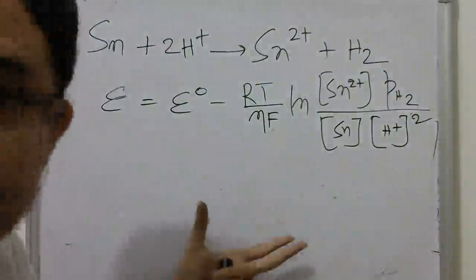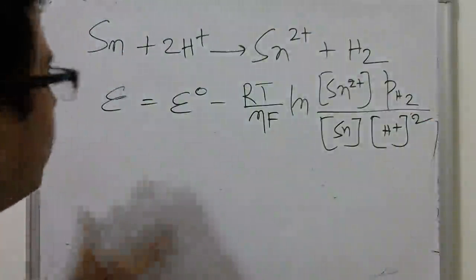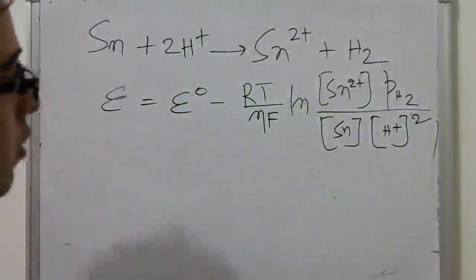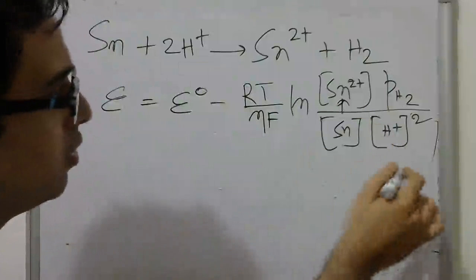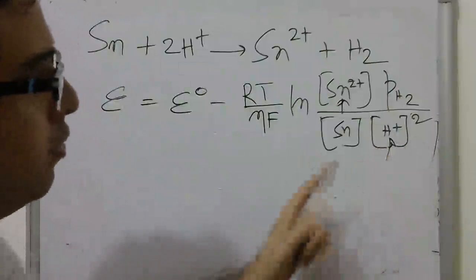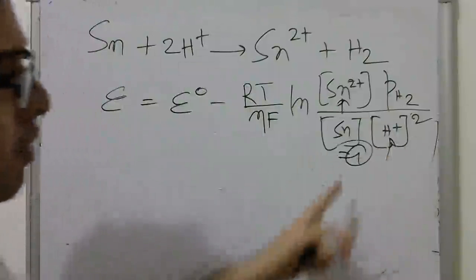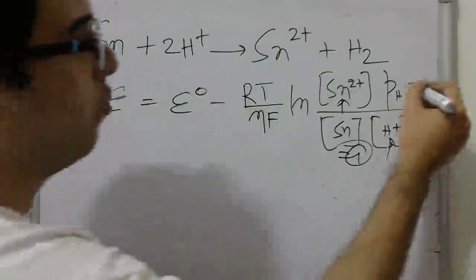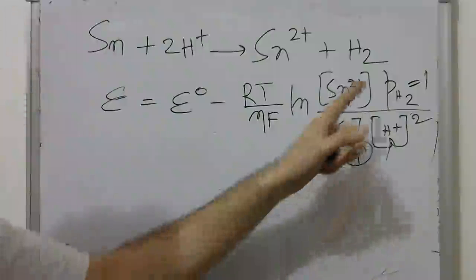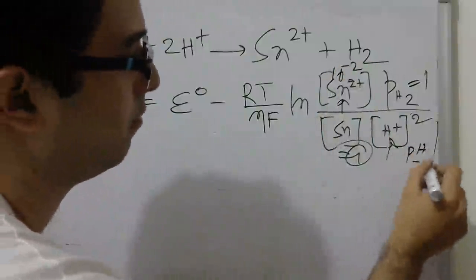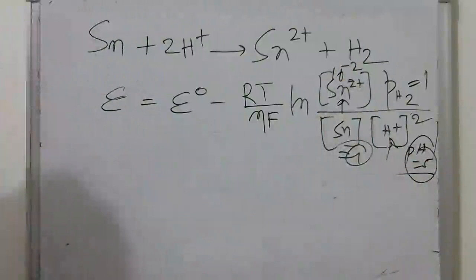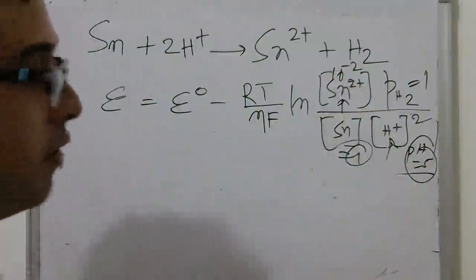This is your reaction. So what are the unknowns here? Let's look at the unknowns. Actually, nothing is unknown. Sn is given. Is this also given? Sn will be taken as 1. Nothing is being said about it. And pH2 is given as 1. Right? This is 10 to the power minus 2. And pH has been given as 5.